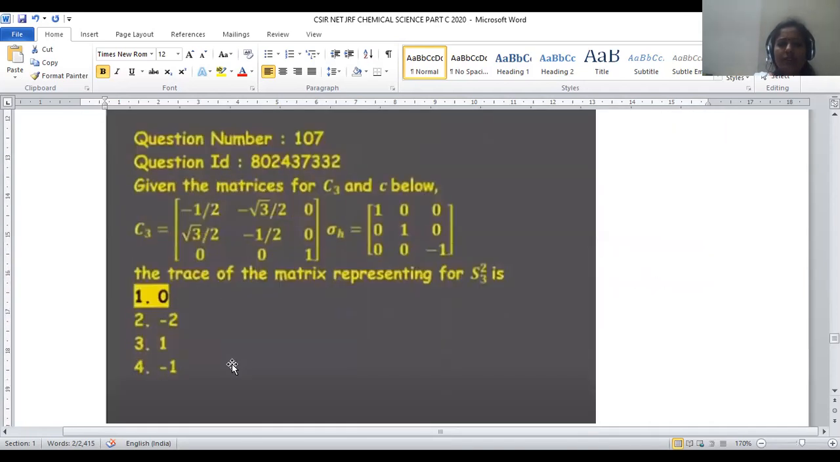Let us move on to question number 107. It is a kind of matrices question. The matrices for C3 and sigma H are provided. C3 symmetry and sigma horizontal plane are provided to us. The trace of the matrix representing S3 squared is asked. In order to get that, we have to multiply both the matrices.